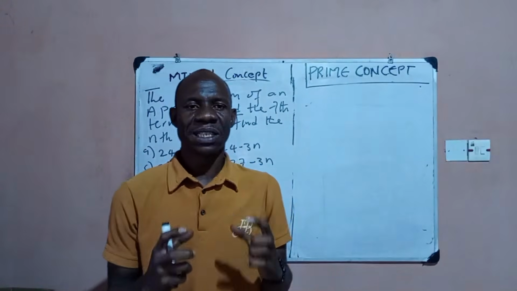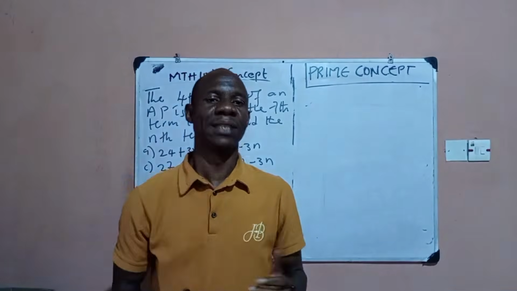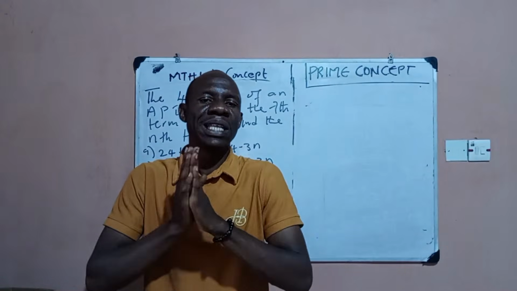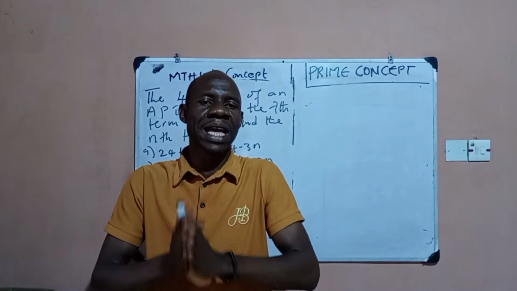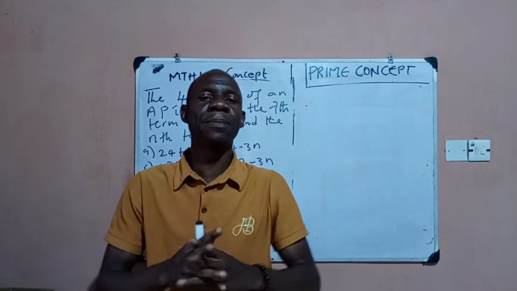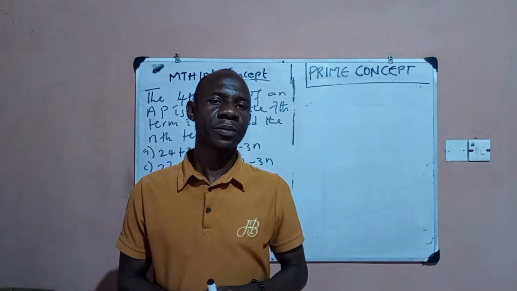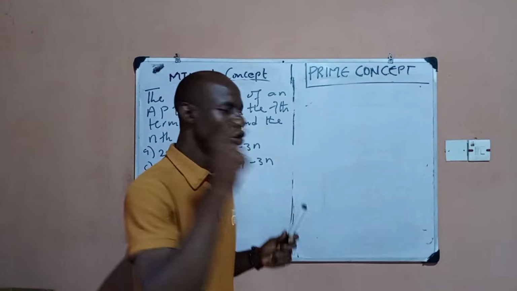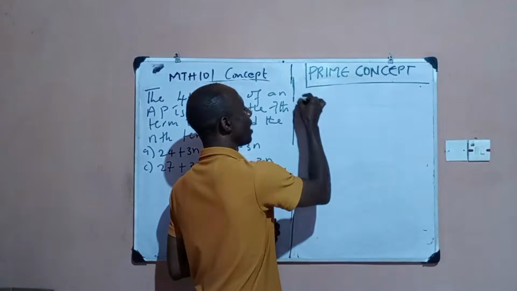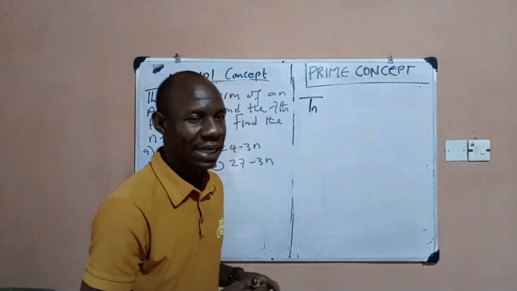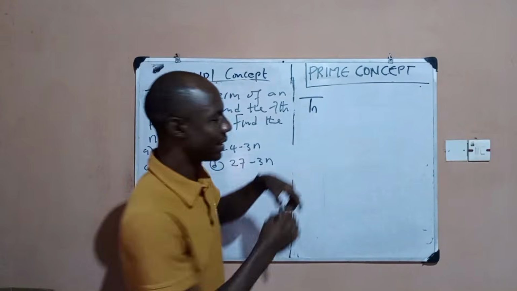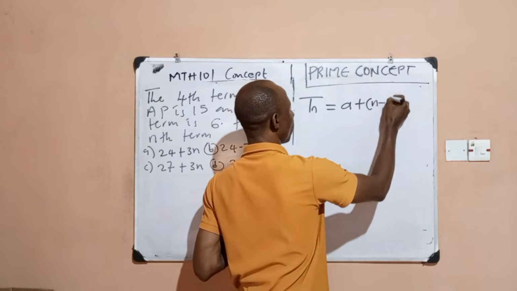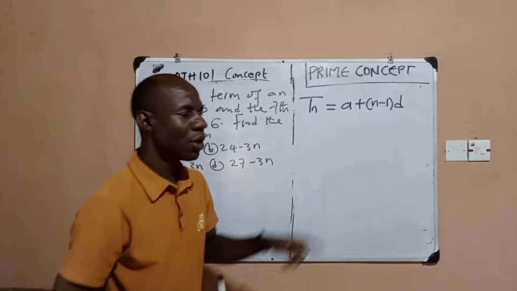AP, arithmetic progression, is a sequence, or it is a what? Series, where the difference between any successive term is what? Constant. So in AP, you talk about common difference. So what are the formulas you need to know in AP? Number one, you need to know the formula for nth term, which we usually denote as Tn. Nth term, which is what? A plus n minus 1 d. This is the formula for nth term.